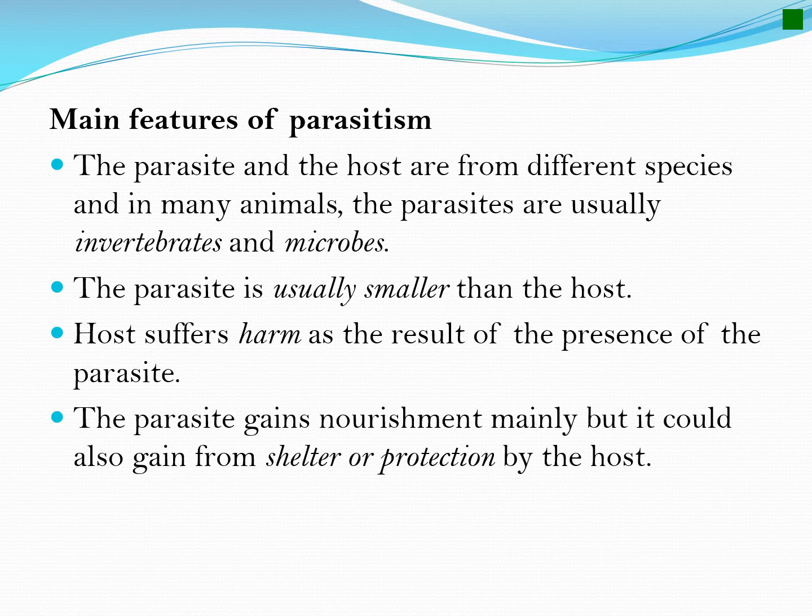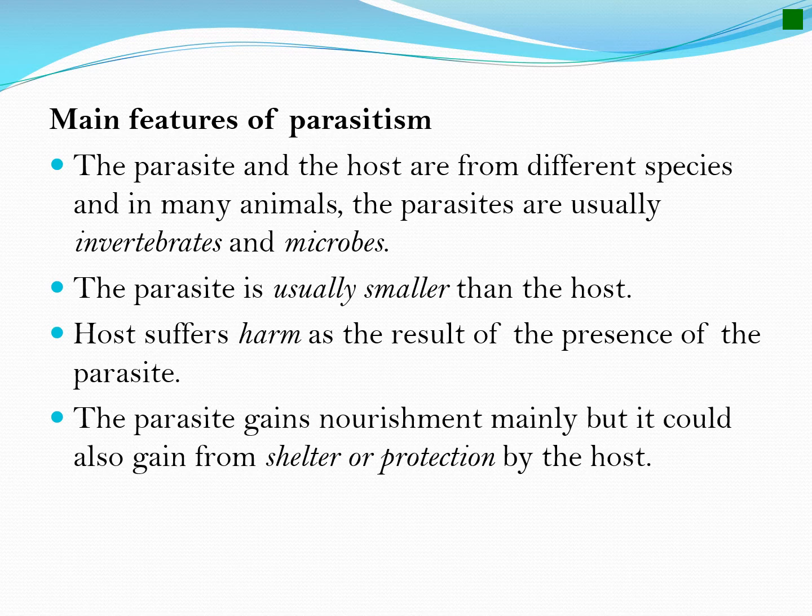Main features of parasitism. The parasite and the host are from different species, and in many animals, the parasites are usually invertebrates and microbes. Invertebrates, here you have the example of intestinal worms like Tinea, and microbes, for example, bacteria, fungi, protozoa like amoeba, etc. The parasite is usually smaller than the host. This is obvious because by definition, the parasite should be a living organism living in, endoparasite, or on, ectoparasite, the body of the host.